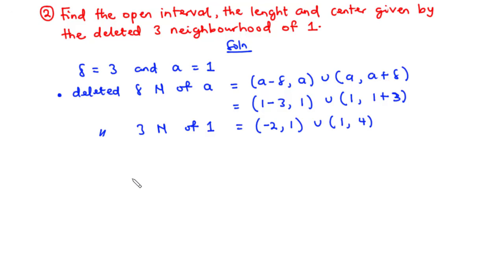Now let's represent this on the real number line. So we have this to be A, and A is 1, so we have 1. On the right, we have 4. On the left, we have negative 2. Now, since this interval is open, we are going to have an open circle on negative 2 and then 1. And then this interval is also open, so an open circle on 1 and 4. Therefore, the interval given by the deleted 3 neighborhood of 1 is the interval between negative 2 and 1, union 1 and 4. So that is the interval.